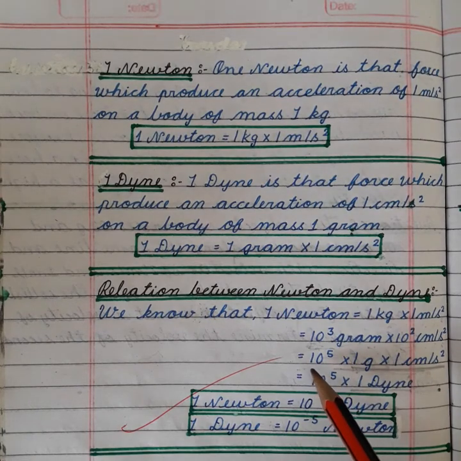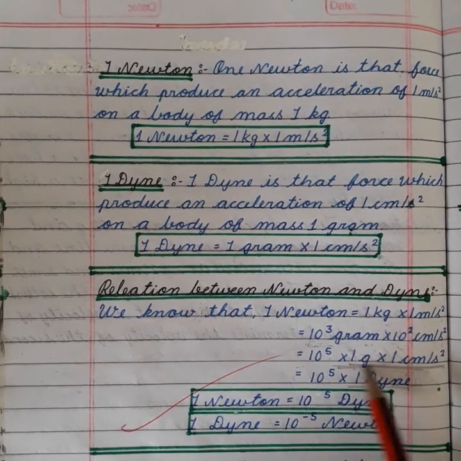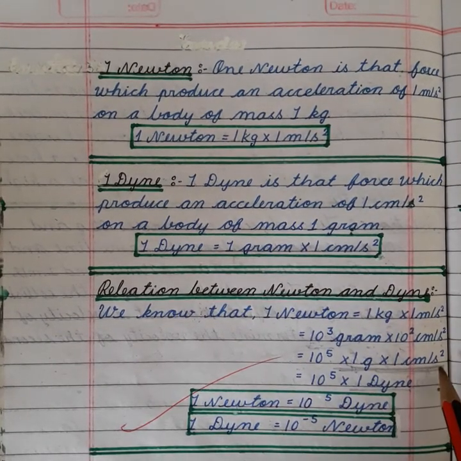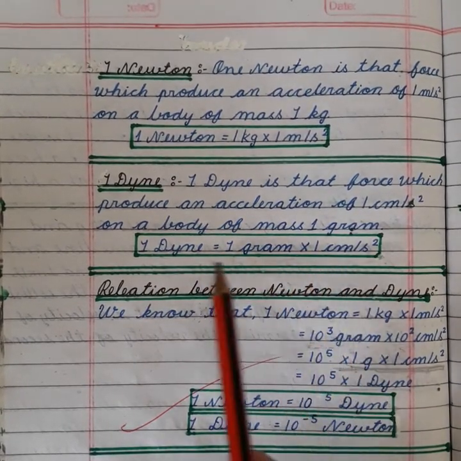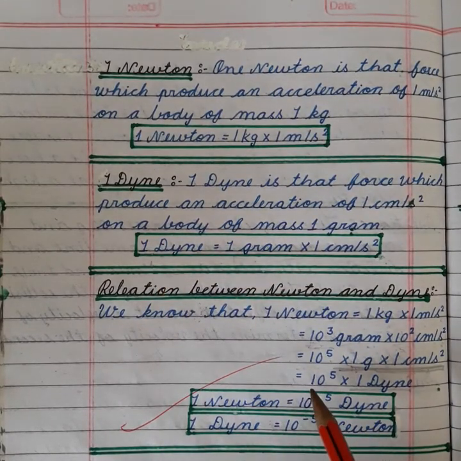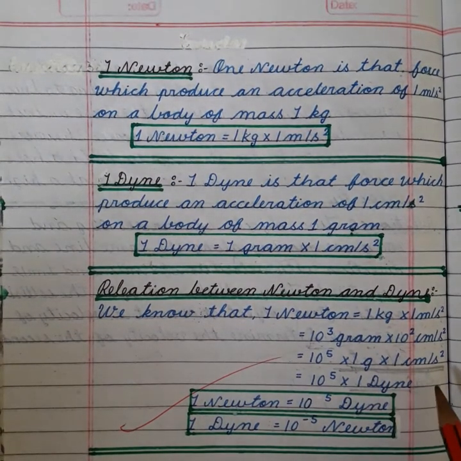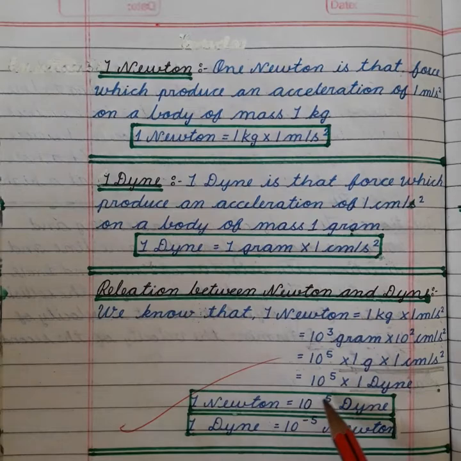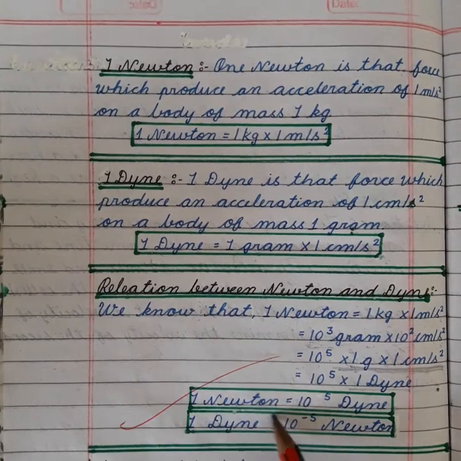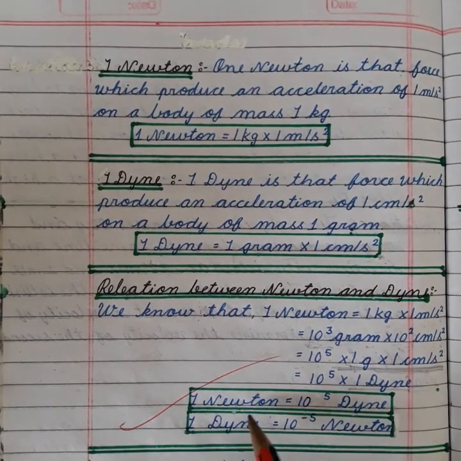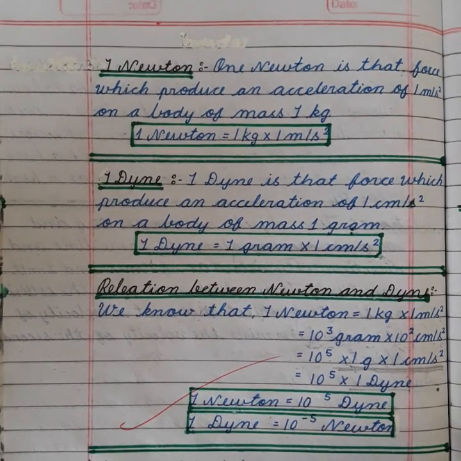In the next line you get 10 to the power 5, and here you write 1 gram into 1 centimeter per second square, which is equal to 1 dyne. So 10 to the power 5 into 1 dyne. Then you get 1 Newton equals 10 to the power 5 dyne, and 1 dyne equals 10 to the power minus 5 Newton.